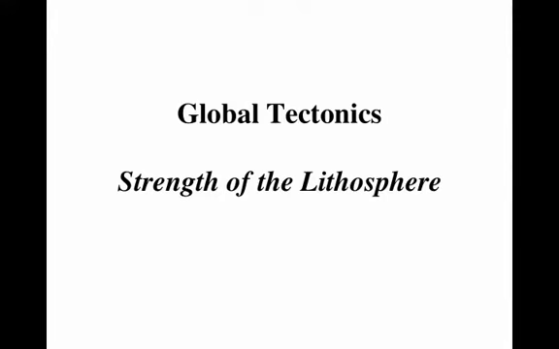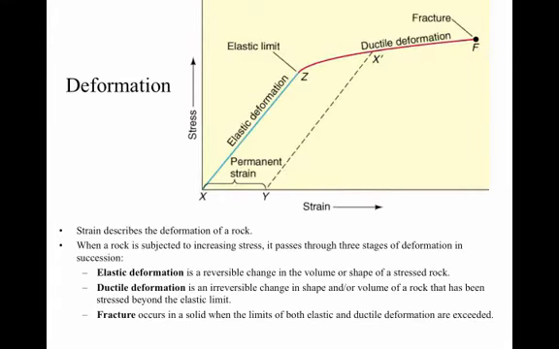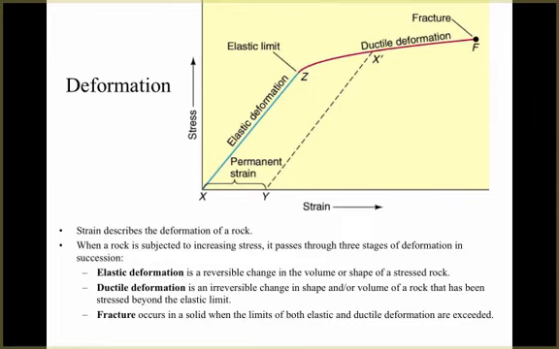Let's consider the strength of the lithosphere. Now, rocks are subjected to stresses in the earth, and strain is the term that describes the deformation of a rock. So you apply the stress to the rock, the rock experiences that stress, and the deformation that we see is the strain. This plot considers increasing stress on the y-axis and increasing strain on the x-axis. And let's look at how deformation in a rock changes with increasing stress and strain.